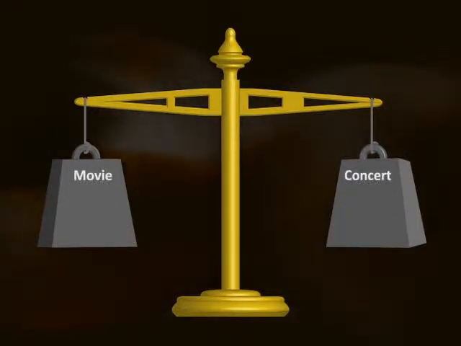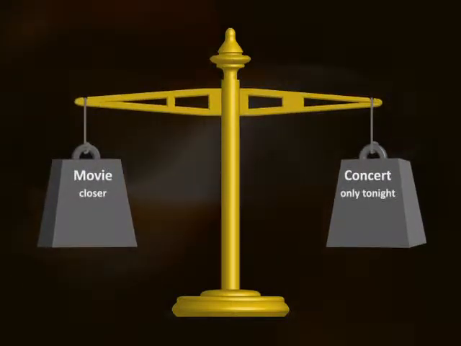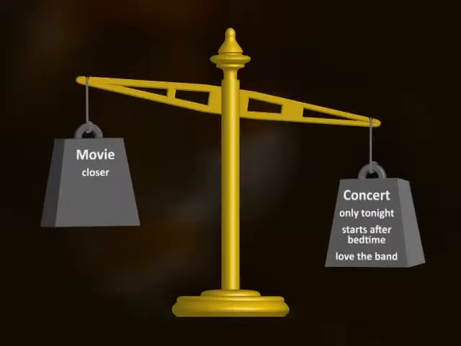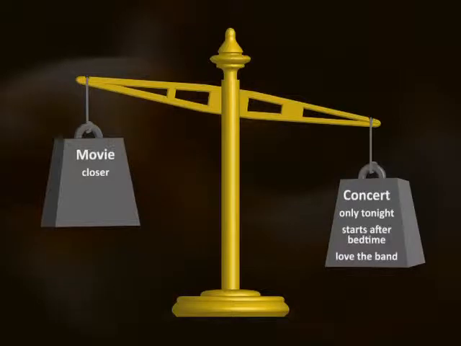So let's say I want to go to a movie, but I also want to go to a concert the same night. The movie is closer, but the concert is only happening tonight. But the concert starts after my bedtime, but I really love the band. These considerations get weighed against each other on the scale, says Hobbes. When the scale tips, say, towards going to the concert, that constitutes my choice. That's the model of choice that Hobbes thinks we should adopt.